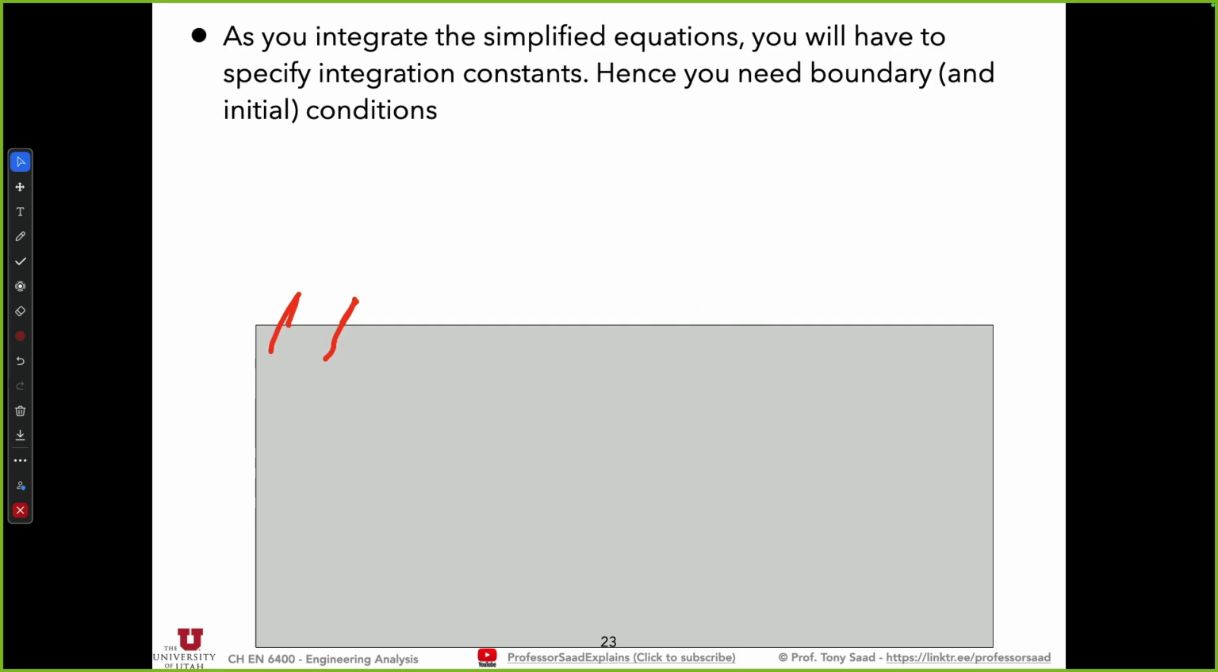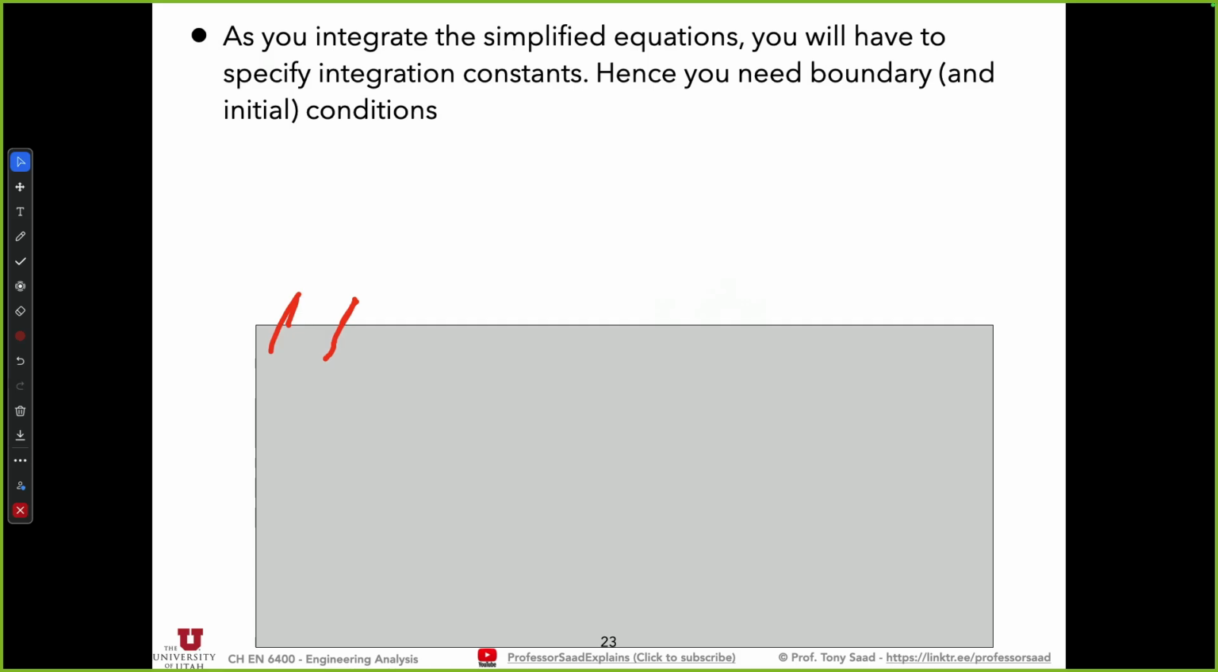Next, we want to integrate this. Okay, so before I integrate this, as we integrate these equations, we need to think about integration constants. So you leave the integration constants. To find the constants, you need to apply boundary conditions.